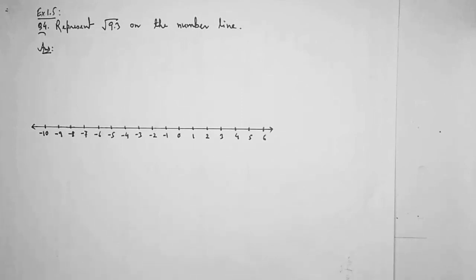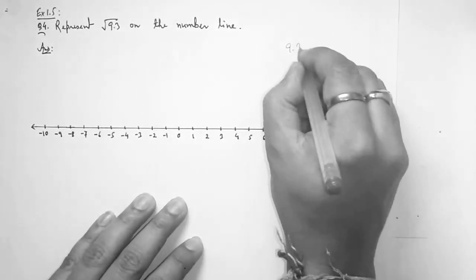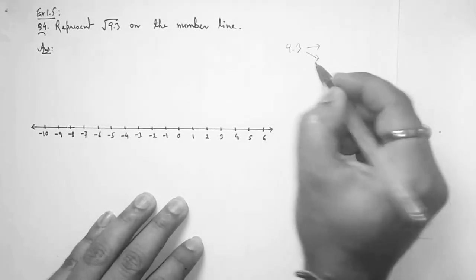Good morning, children. This is question number 4 of exercise 1.5, and the question is: represent square root of 9.3 on the number line. To do so, we must first understand where this square root of 9.3 exactly lies. First, you think of the number 9.3. This 9.3 lies between which two perfect squares?